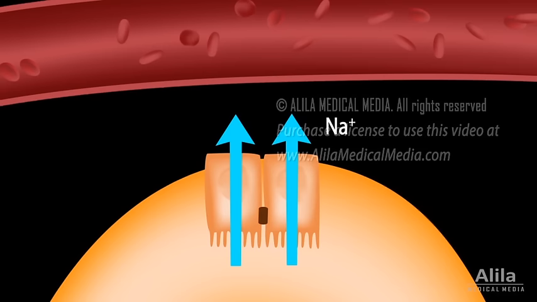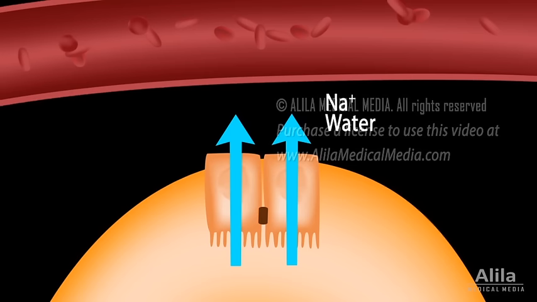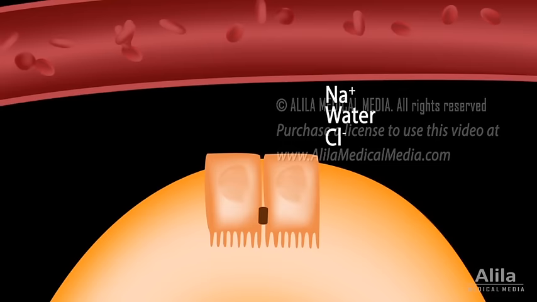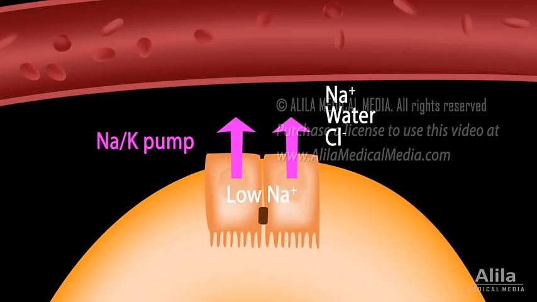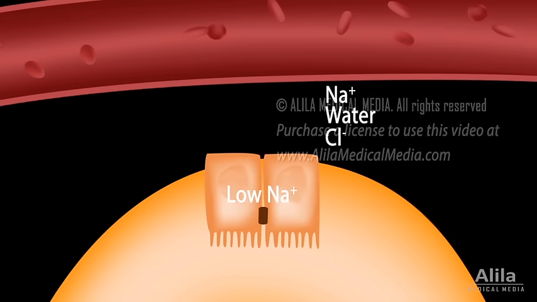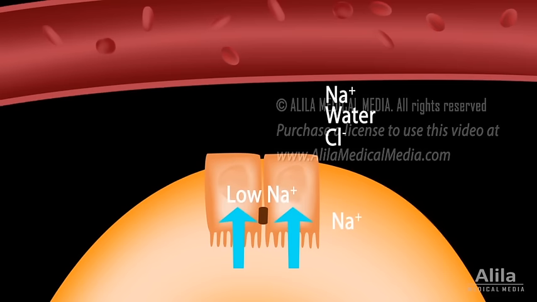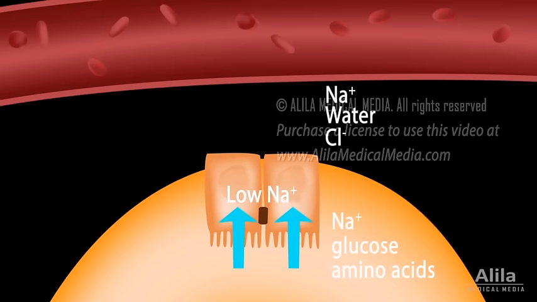Sodium reabsorption is most important as it creates osmotic pressure that drives water and electrical gradient that drives negatively charged ions. Sodium levels inside the epithelial cells are kept low, thanks to the sodium-potassium pumps that constantly pump sodium ions out into the extracellular space. This creates a concentration gradient that favors sodium diffusion from tubular fluid into the cells. Sodium is absorbed by symport proteins that also bind glucose and some other solutes.